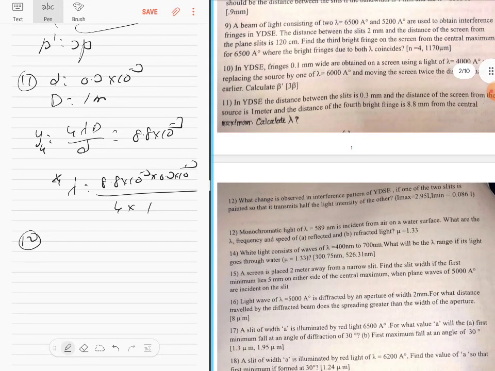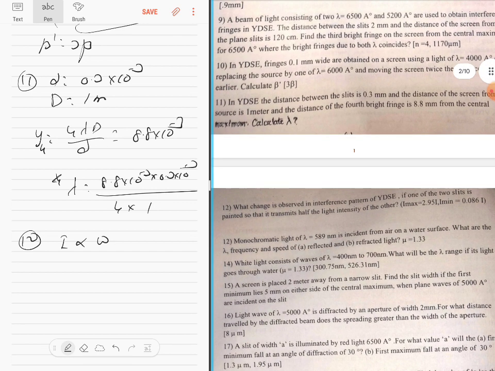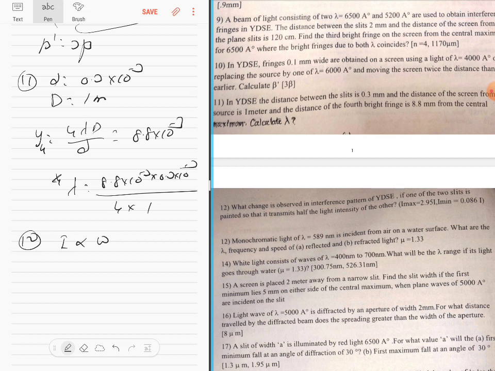You know that the intensity and the slit width are directly proportional. So if you paint half of it, you reduce it to half, so the intensity is also going to get halved. What changes after the interference if one of the slits is painted so that it transmits half the light intensity of the other? So you have two slit widths.